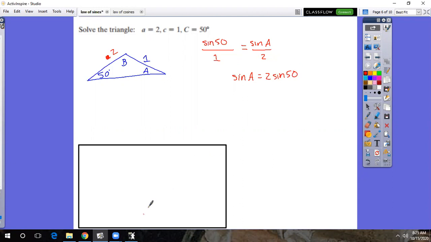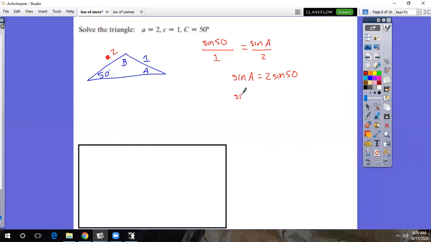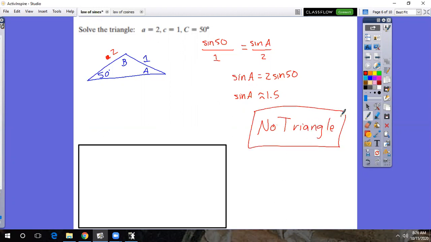All right, so the first thing that I want to do is 2 times sine of 50. So 2 sine of 50 is approximately equal to 1.5. So sine of A is approximately equal to 1.5. What I should notice here is that I run into a problem because the maximum value of sine is 1, which means there is no way for this angle A to exist. So if this angle A does not exist, then there is no triangle. It is not possible to create a triangle from this information. So there is no triangle.